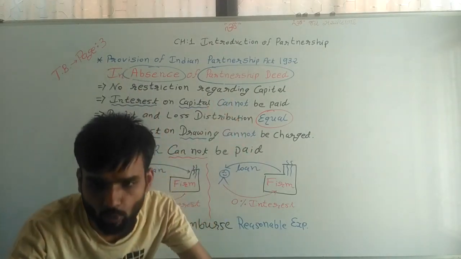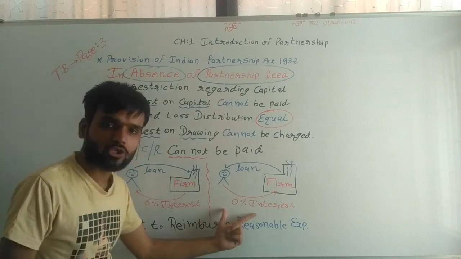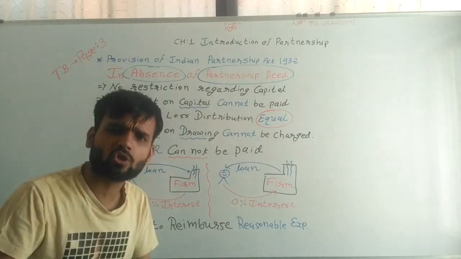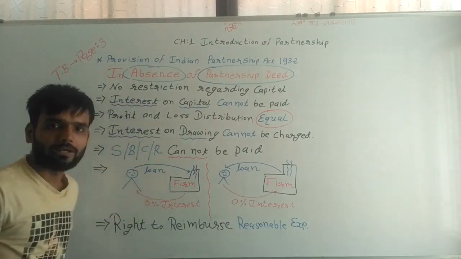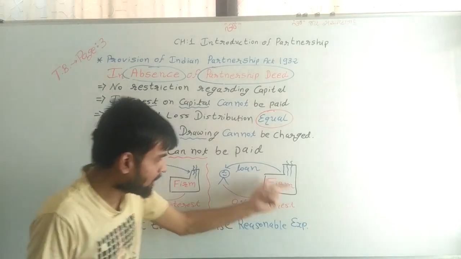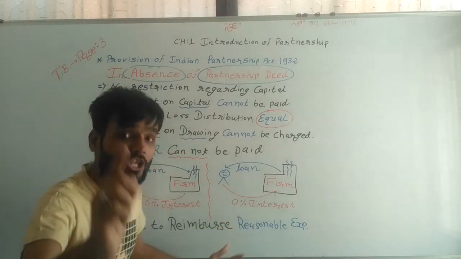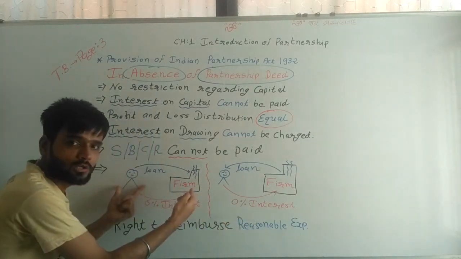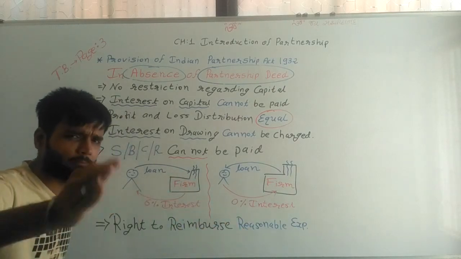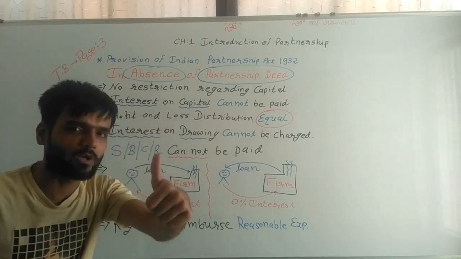That is a very important thing. Whenever this question is asked in the examination, many students write interest on loan 6%. But actually, see who gives the loan. If the firm gives a loan, then interest is 0%. If the partner gives a loan, then interest received by the partner is 6%. Most important point, and most important for 1 mark.